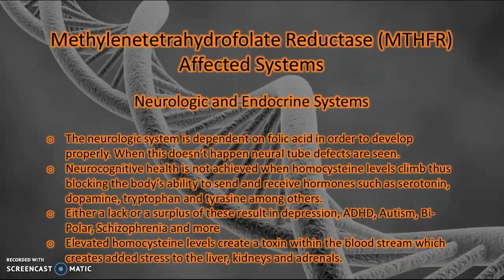As far as the endocrine system, once the homocysteine levels go up, like we mentioned, it creates a toxin within the bloodstream. Our body parts that help to filter out the toxins are the liver, the kidneys, the adrenals. These end up becoming even more stressed out because they're not able to do what they're made to do.